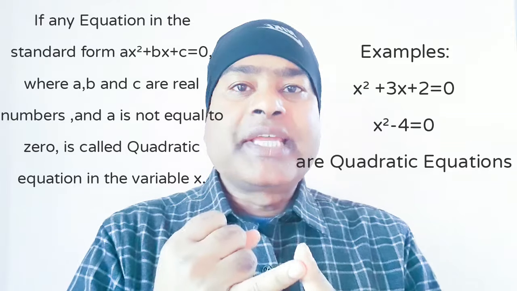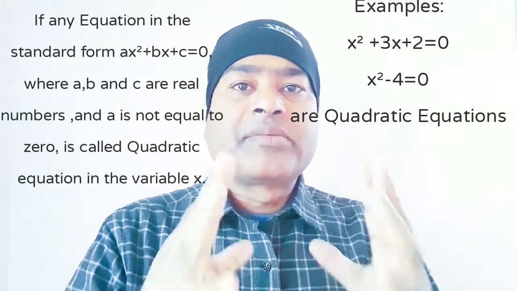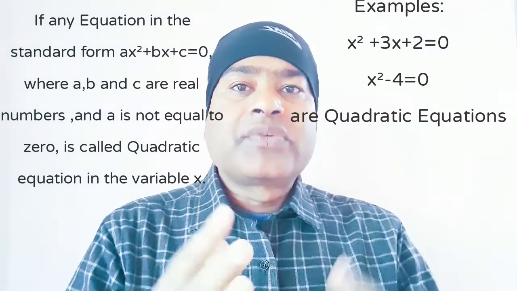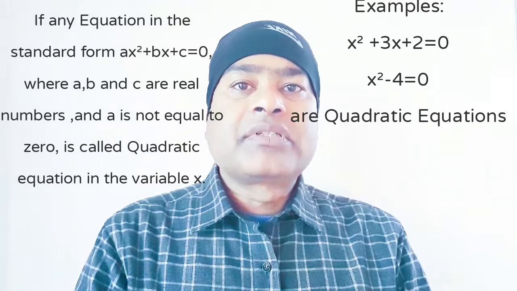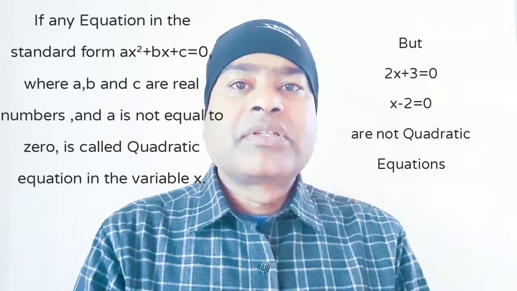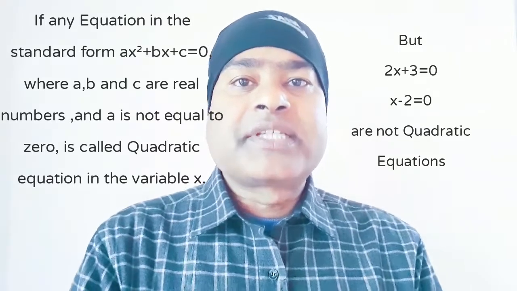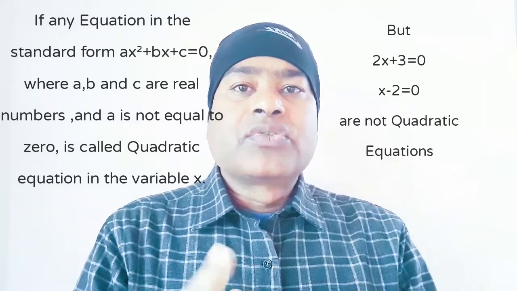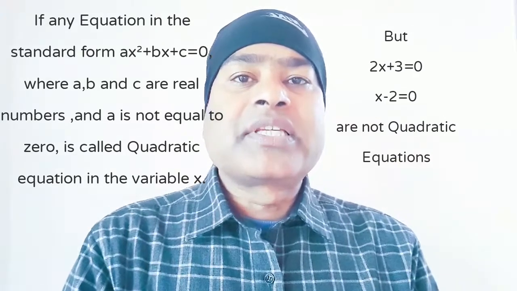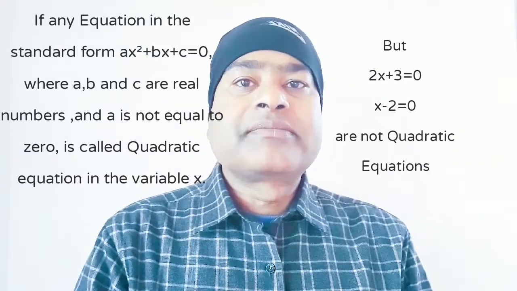So when the value of a is 0, then a into x square, that means 0 into x square, becomes equal to 0. That means the first term becomes 0, and the quadratic equation ax square plus bx plus c is equal to 0 changes into bx plus c equals to 0, which is in the linear form. That means we'll get an equation of the first degree. So the value of a, the coefficient of x square, should not be equal to 0. Otherwise, the equation is said to be an equation of the first degree, which represents a linear equation.